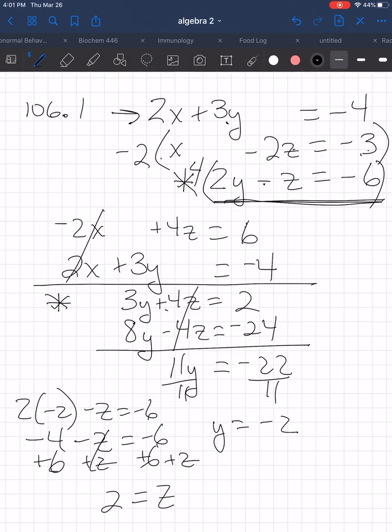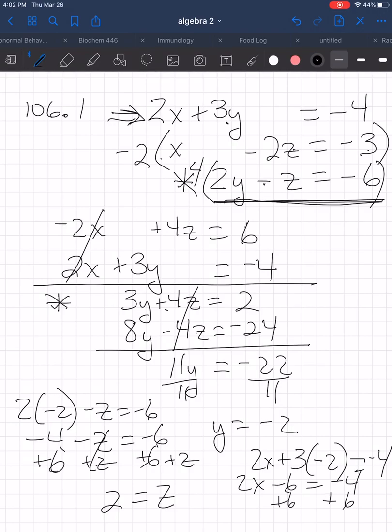Now all I have left to find is x. So I'll just use this top equation again. 2x plus 3 times y, which is negative 2, equals negative 4. So 2x minus 6 equals negative 4. Add 6. 2x equals 2. So divide both sides by 2, and x is equal to 1.